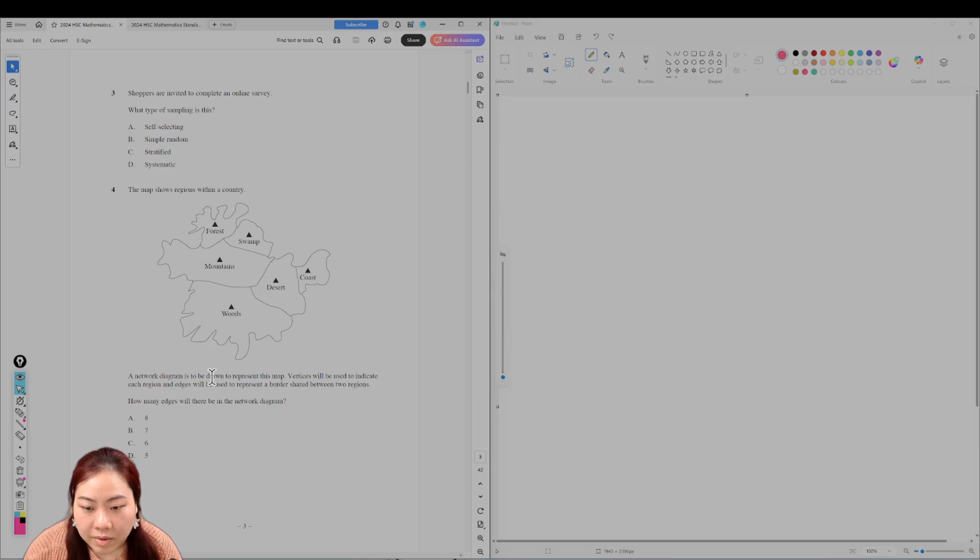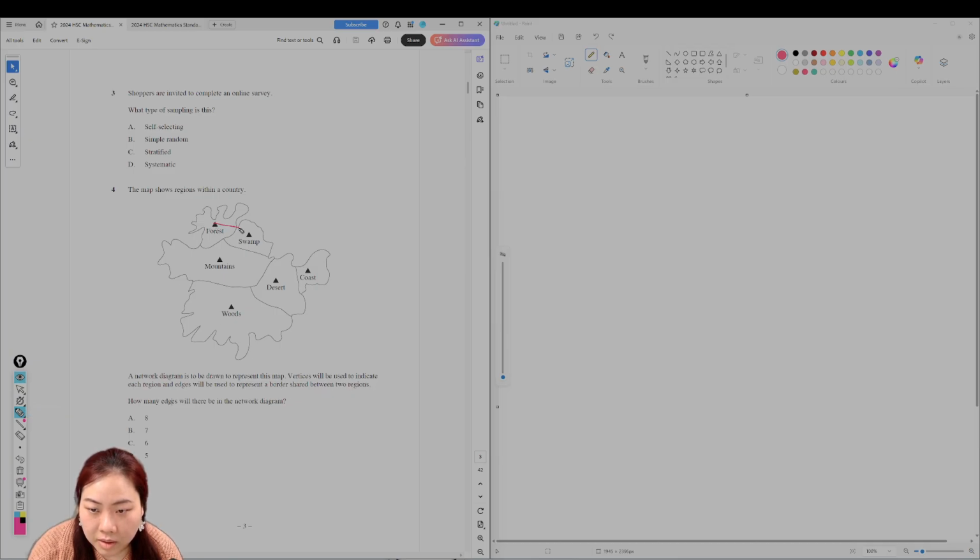Number 4, the map shows regions within a country. A network diagram is to be drawn to represent this map. Vertices will be used to indicate each region and the edges will be used to represent a border shared between 2 regions. How many edges will there be in the network diagram? Let's do it. Let's draw the network diagram. So each vertex is the place, and then each edge is representing a border shared between 2 regions.